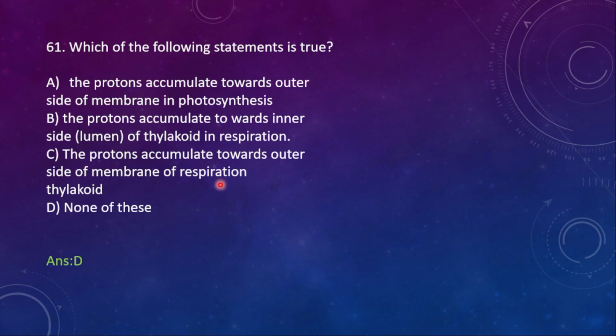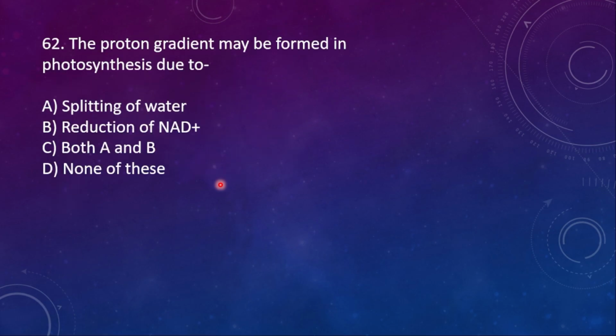wrong only. 62nd question, the proton gradient formed in photosynthesis is due to A, splitting of water, B, reduction of NAD plus, C, both A and B, D, none of this. Here the right option is splitting of water. The main source of proton gradient is the splitting of water only. I will show you how.